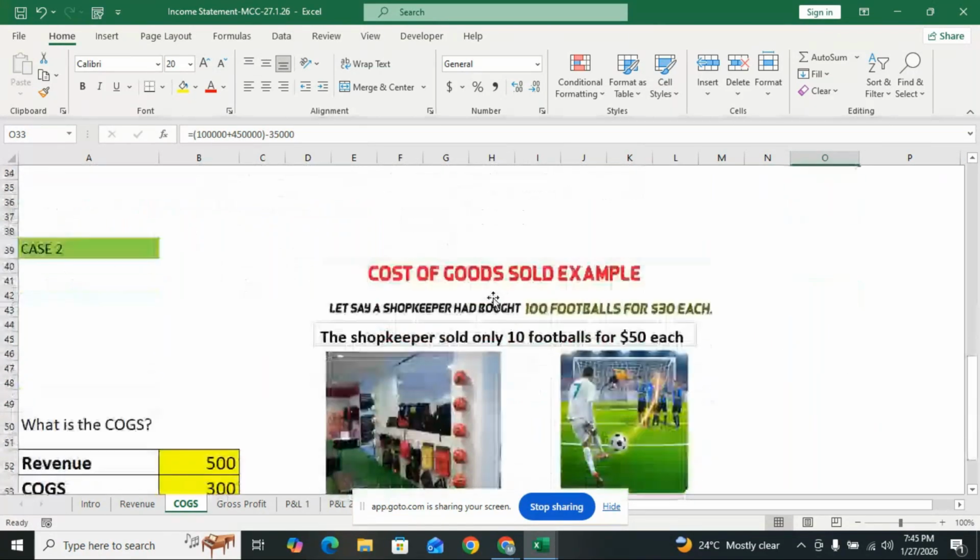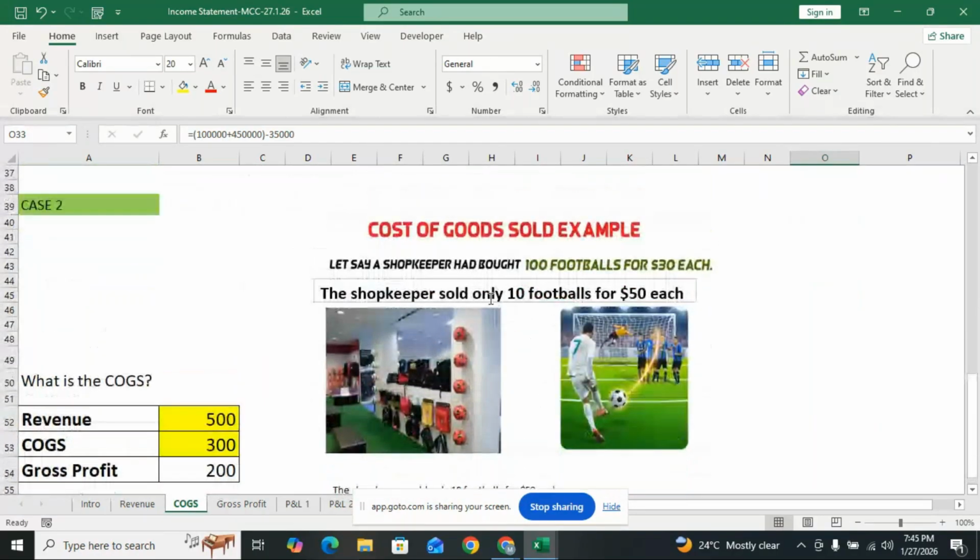For case 2, again, we have an example to discuss. Cost of the goods sold example. We have a shopkeeper who bought 100 footballs priced at 30 each. Out of the 100 footballs bought, the shopkeeper sold only 10 footballs, and these 10 footballs were sold at a price of 50 each. So 100 footballs are purchased at a price of 30, and out of 100 footballs, 10 footballs were sold at a price of 50 each.